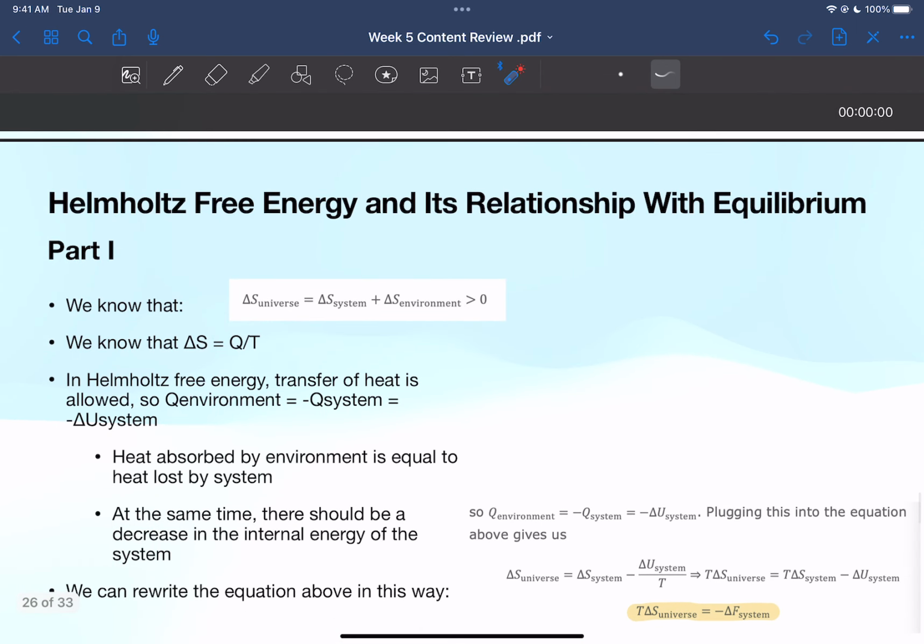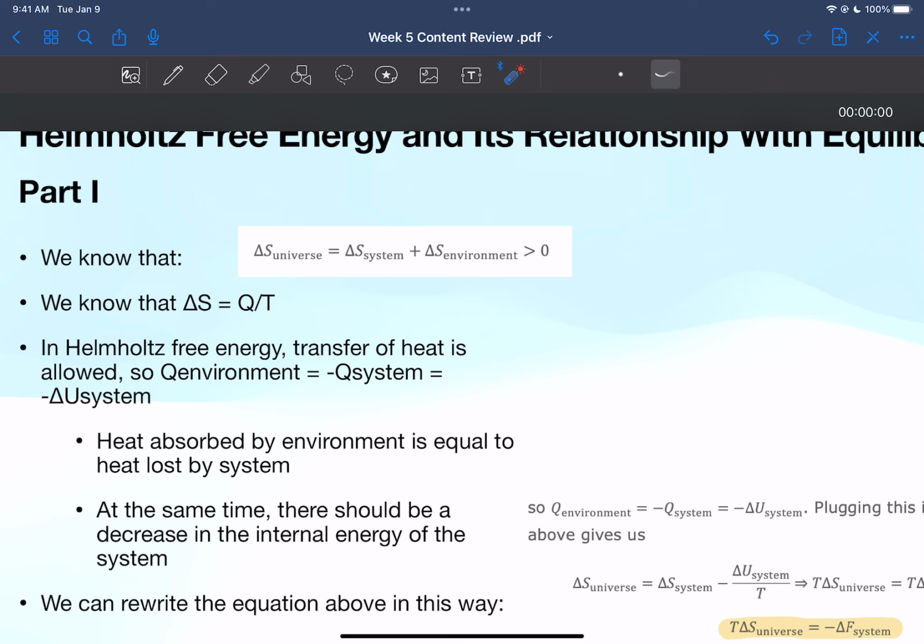Now, how about Helmholtz free energy and equilibrium, right? Well, as we defined in a previous chapter, I believe, the change in entropy of the universe is equal to the change in entropy of the system plus the change in entropy of the environment. And that has to be positive, right? Because we know that the entropy of the universe is going to be increasing. We also know that delta S is equal to Q over T. We mentioned that earlier, right?